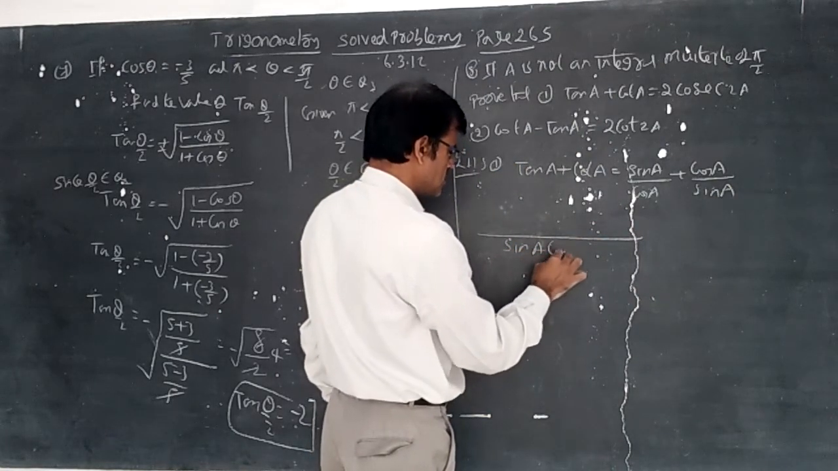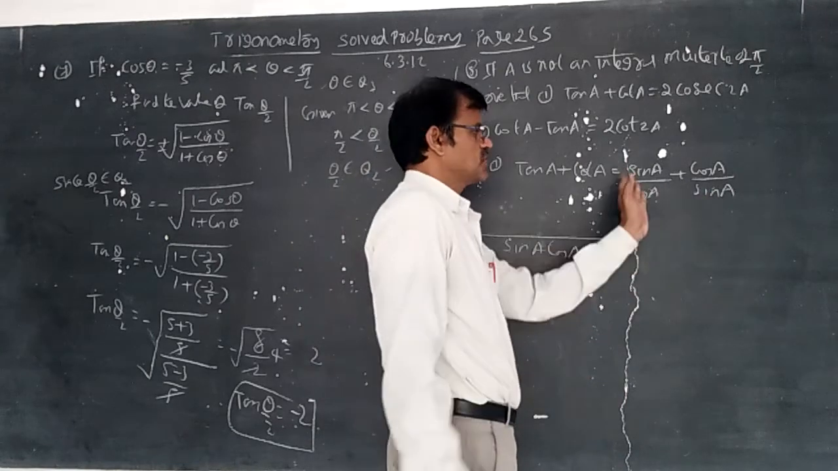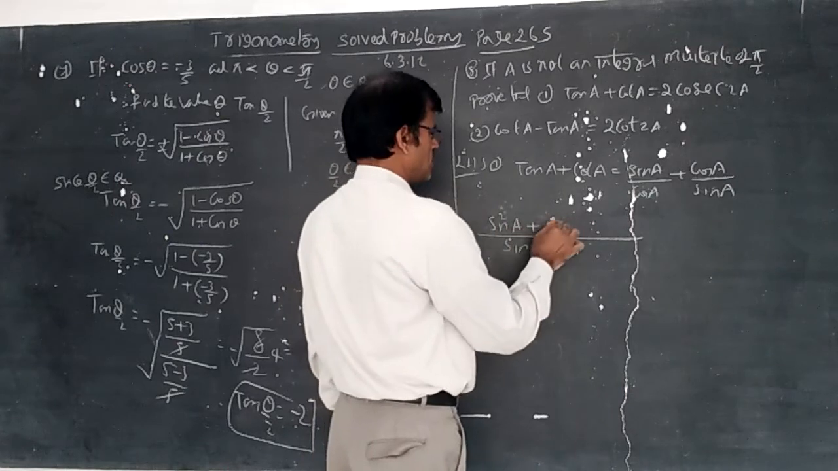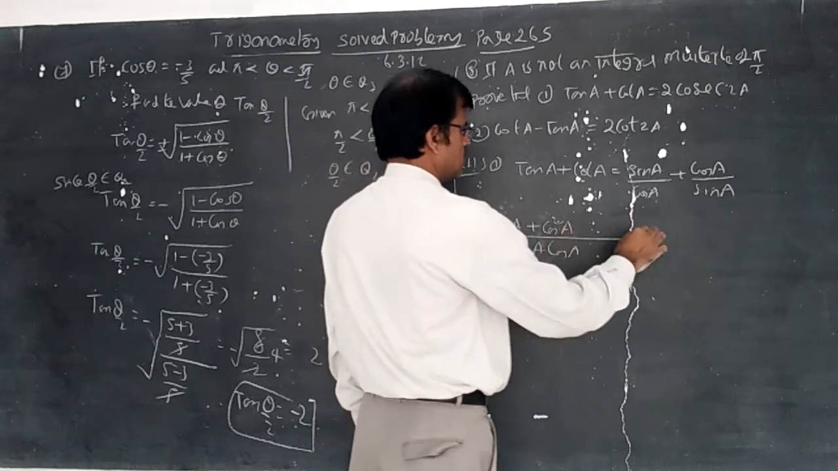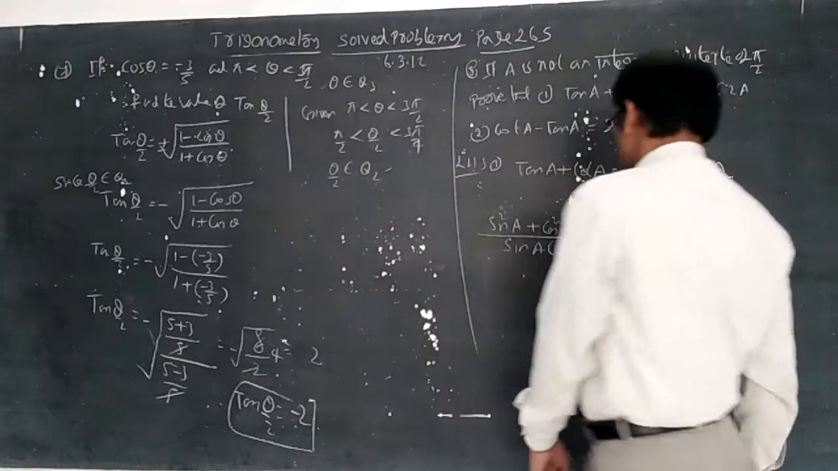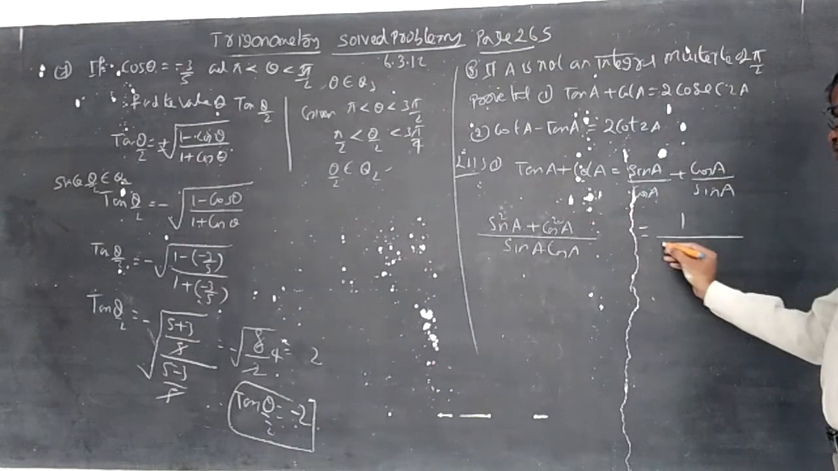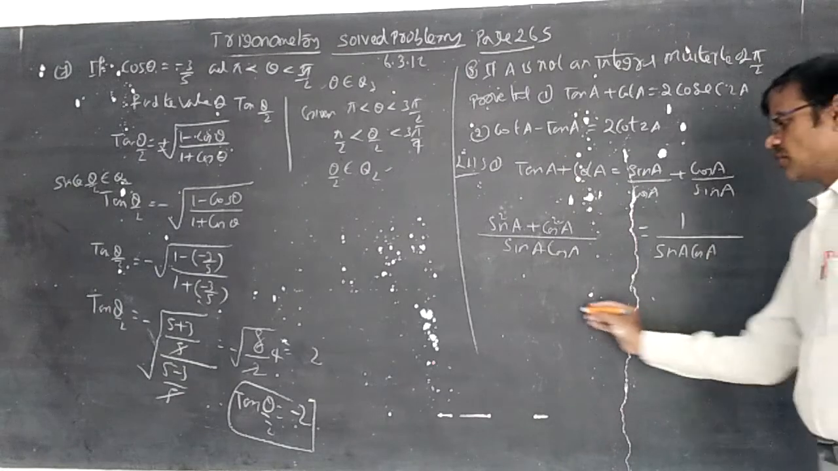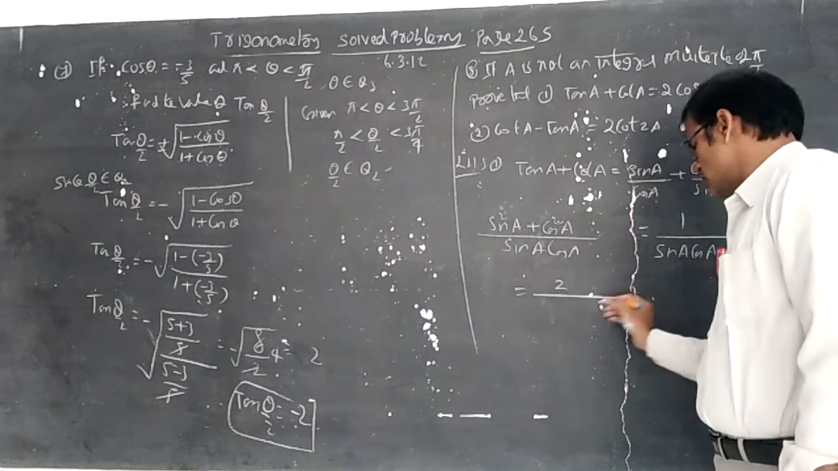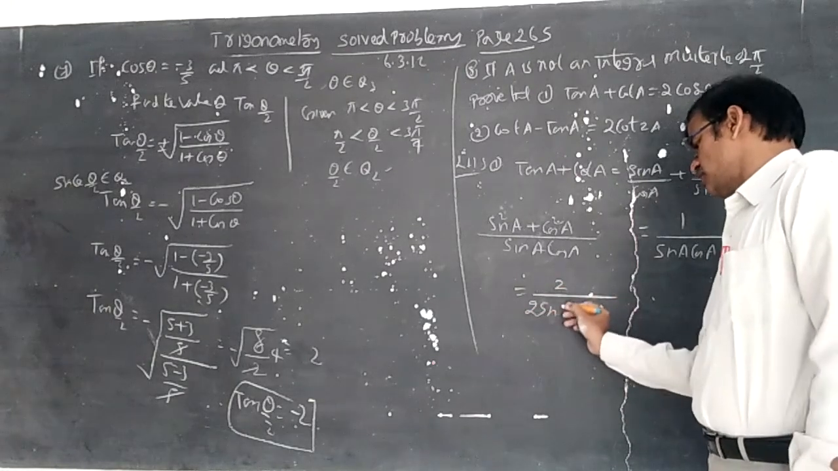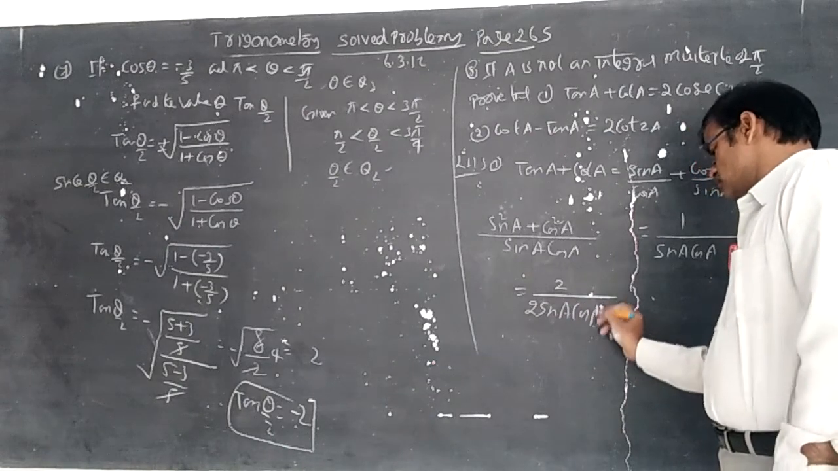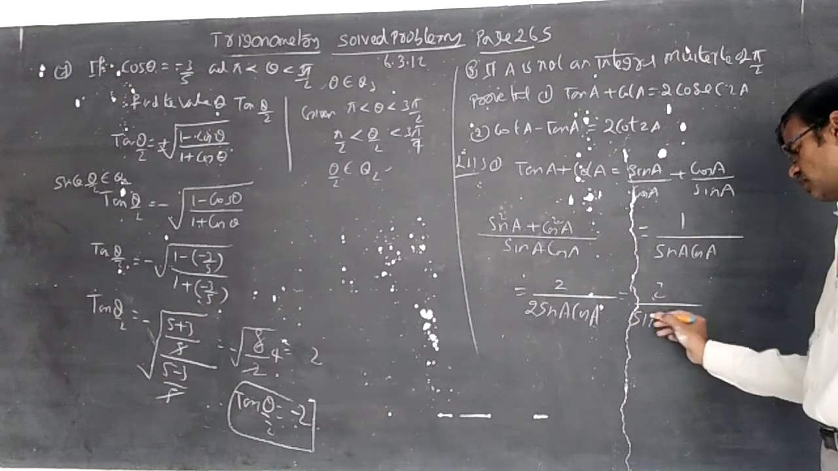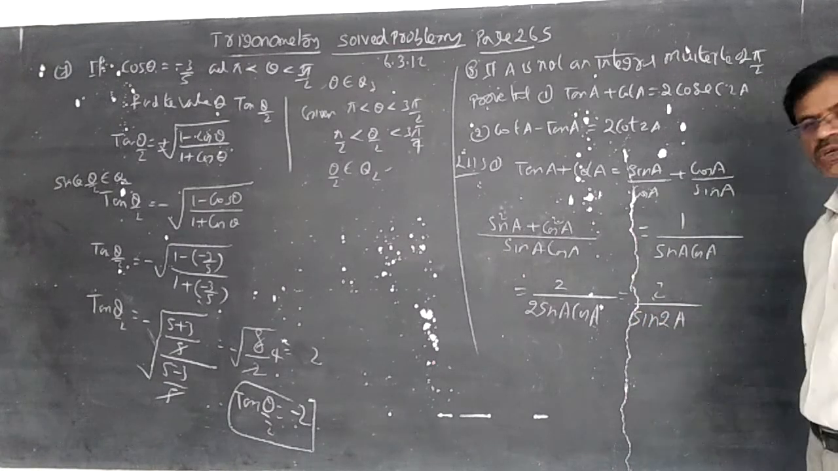Denominator becomes sin A cos A. Here this into this plus this into this becomes sin square A plus cos square A. So sin square A plus cos square A becomes 1. 1 by sin A cos A. Multiply with 2 to the numerator and denominator. 2 by 2 sin A cos A. 2 sin A cos A, the formula we know, is sin 2A.